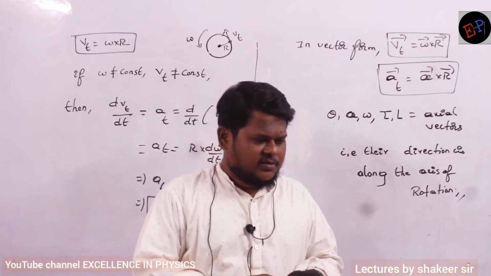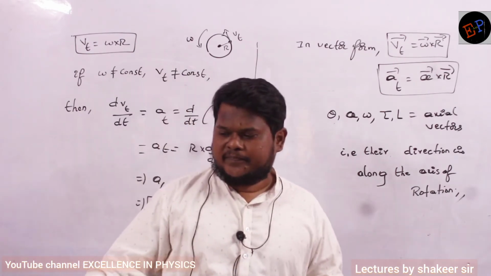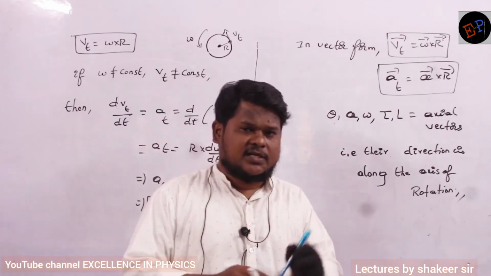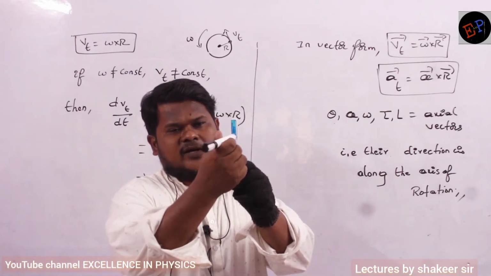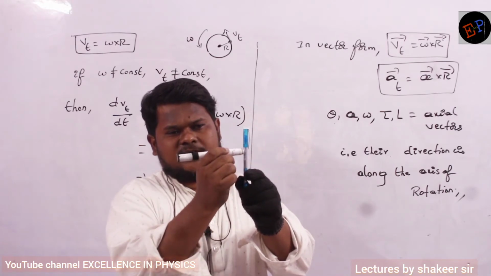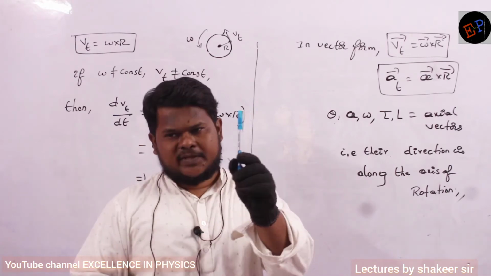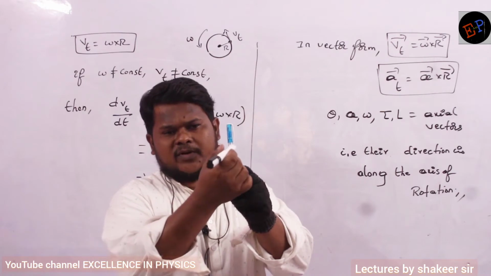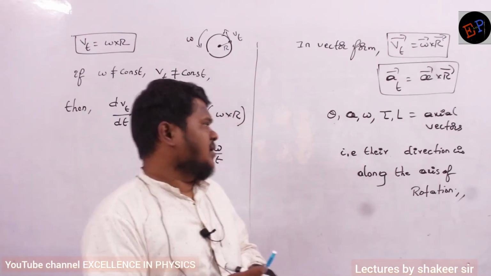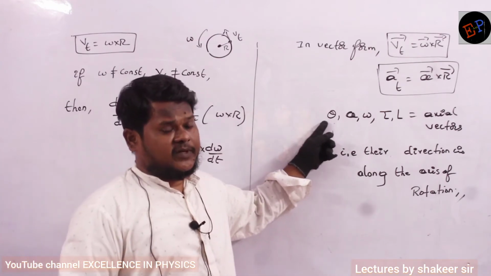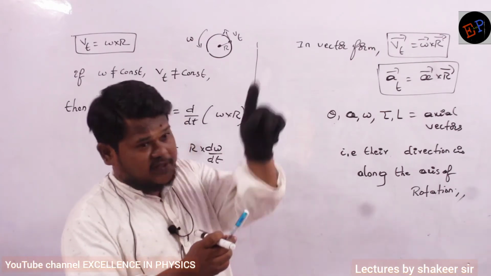Seema, open the window. So consider this pen is the axis of rotation, and this is a body which is rotating about this axis. Understood? The body is rotating like this about this pen. Then this is the rotating body and this is the axis of rotation. Clear? So angular displacement will be along which direction? In the direction of the axis.